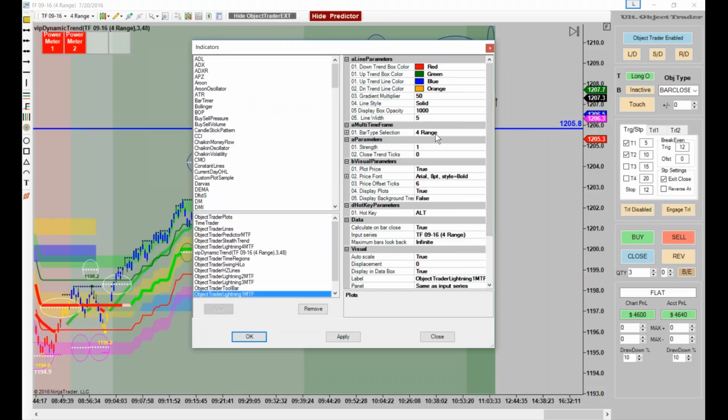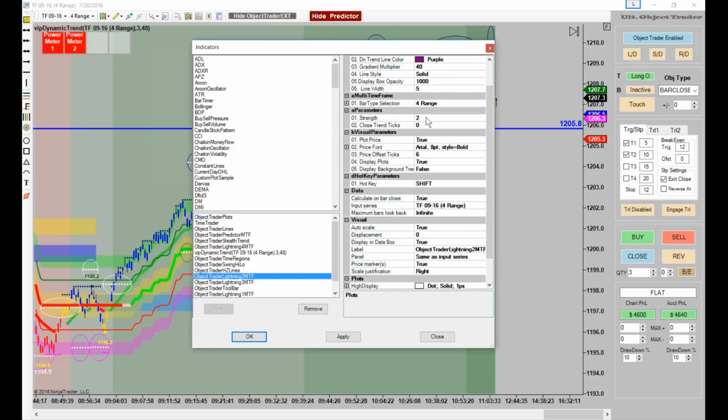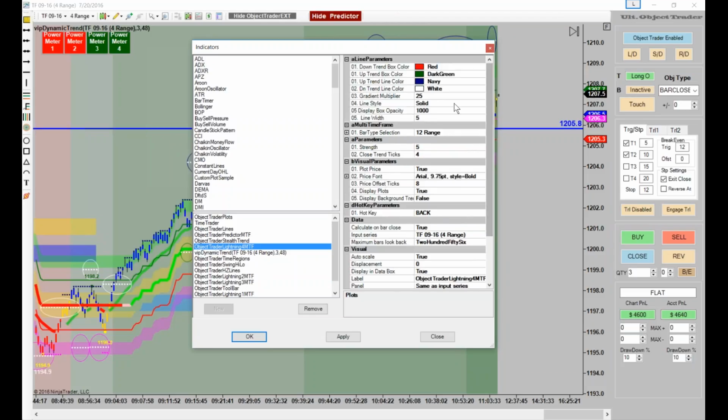I simply use a 4-range chart, 1 swing strength. On my Lightning 2, I use a 4-range chart, 2 swing strength. Just a quick thrust retrace. On my 3, I use a 4-range 15 strength. And on my 4, which we're not really as concerned about because this is your long-term trend, I use a 12-range chart. All right, and the settings on it will pop right up with your template too.